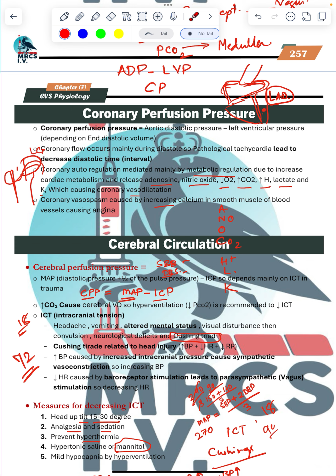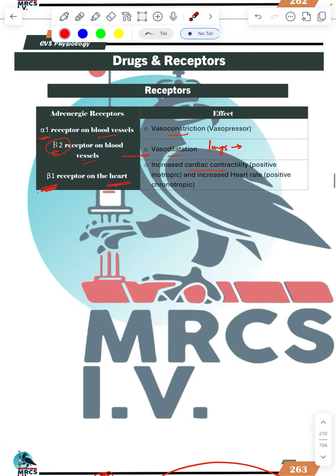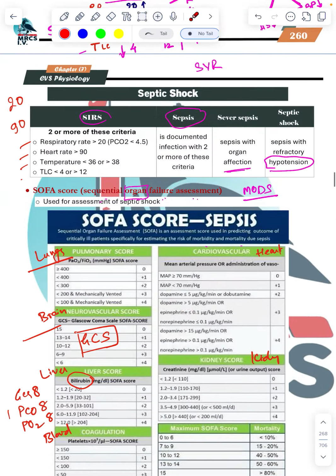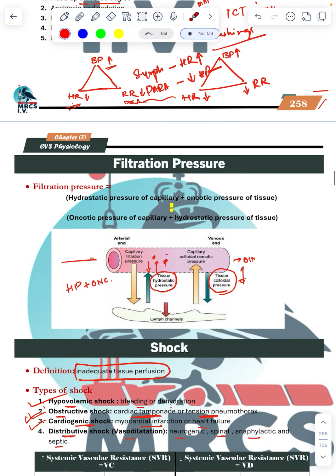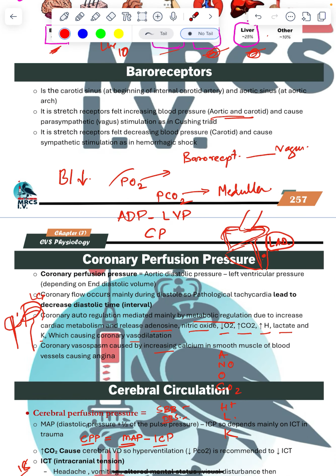Coronary perfusion pressure. So what is coronary perfusion pressure? Aortic diastolic pressure, the diastolic pressure in the aorta, minus left ventricular pressure. So this is for the coronary vessels. Whatever the diastolic pressure is in there. So we'll stop here and continue in the next slide.